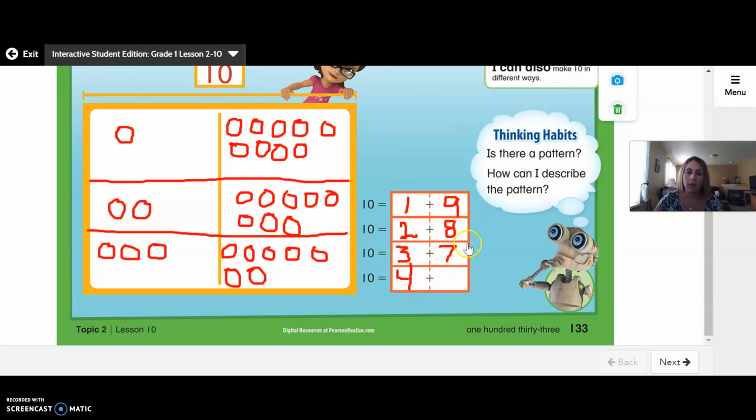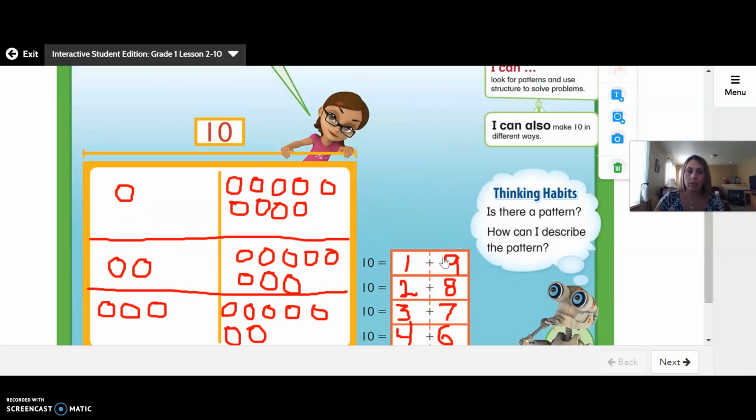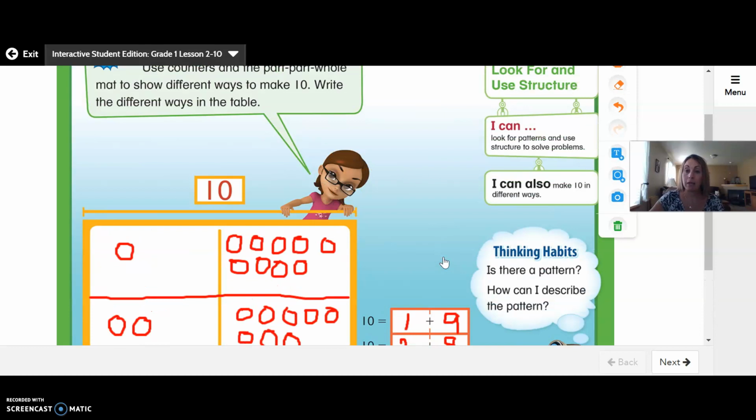Now if I look at this side of my equation, I see a pattern and it's counting down by 1. It's going 9, 8, 7. I know that this one would be 6. And I could double check my work and ask myself, does 4 plus 6 equal 10? And it sure does, because I could draw my 4 counters and 6 more in the other part to get 10. So that's what we're working on today. We are going to try to make 10 in different ways, and we're going to be looking for patterns to help us solve the problems.